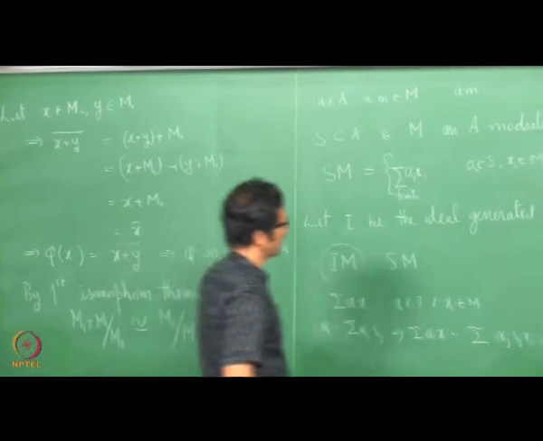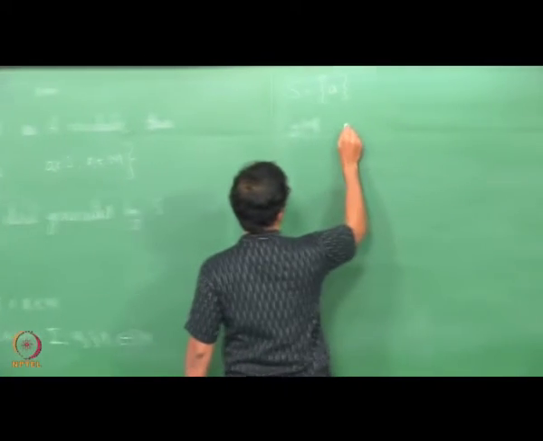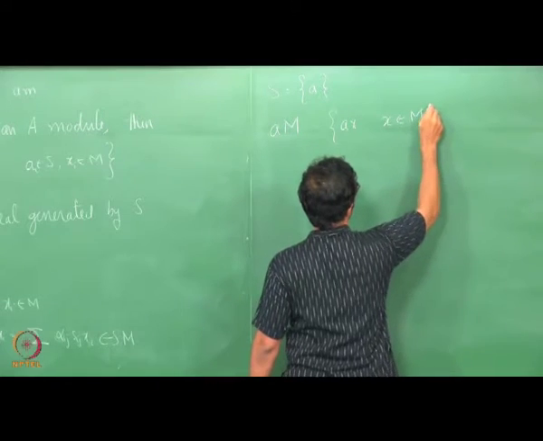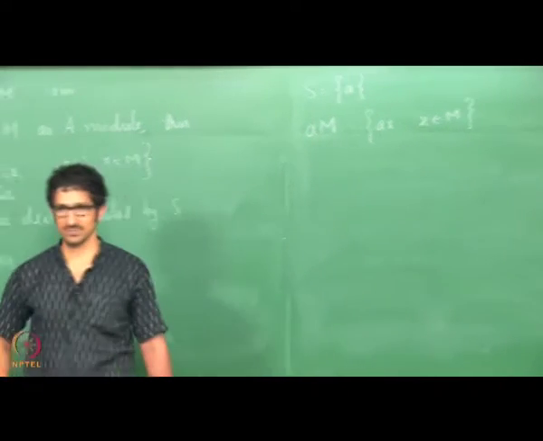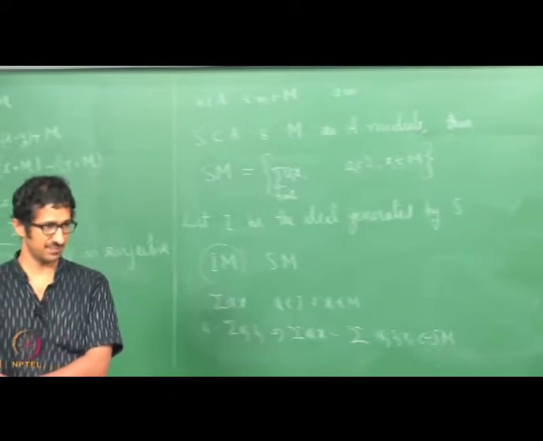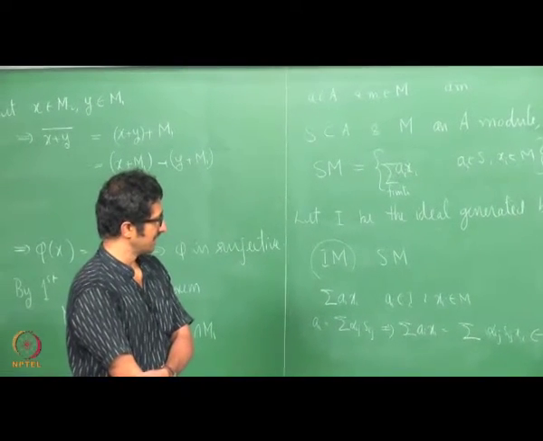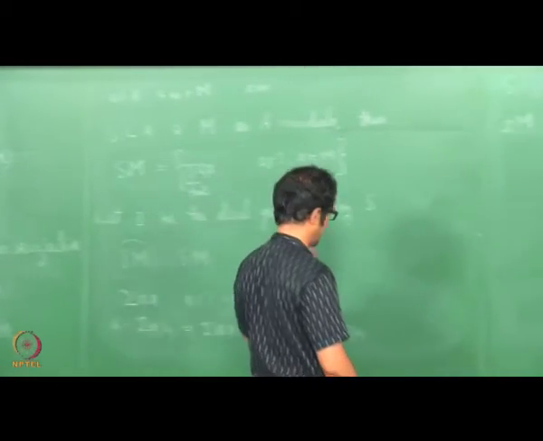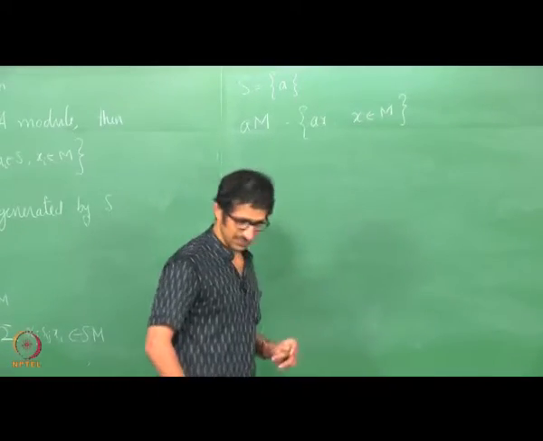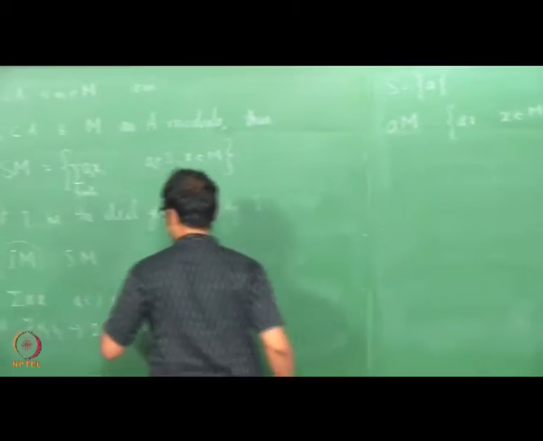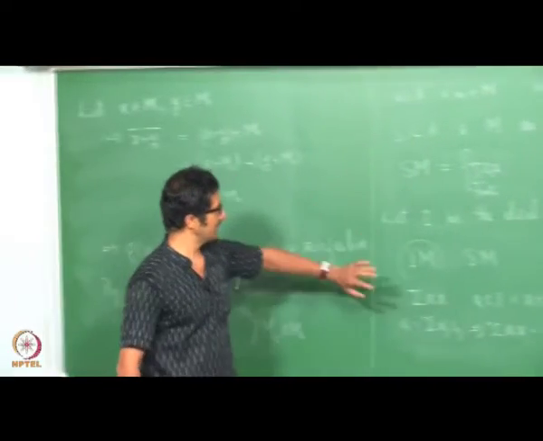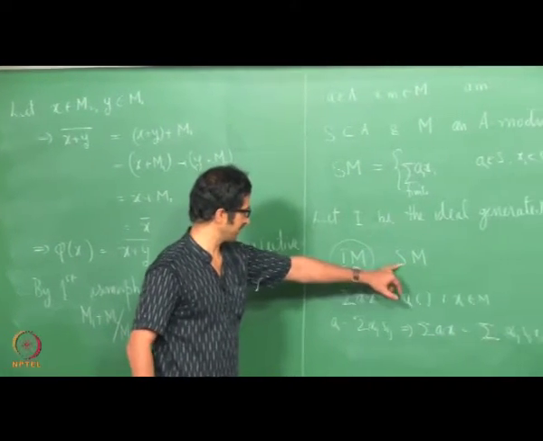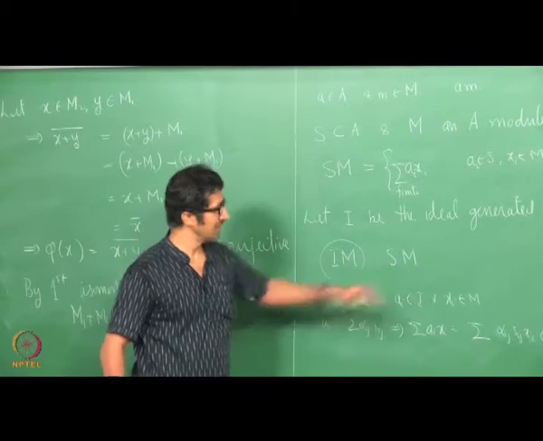So, this is the set of all ax, x belongs to M. So, this is one such place where we use this notation SM. Okay. Now, we defined this set, and we saw that if I take IM and SM, they are the same if I is generated by S.